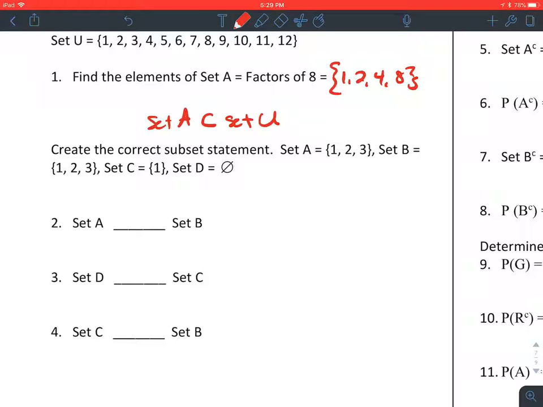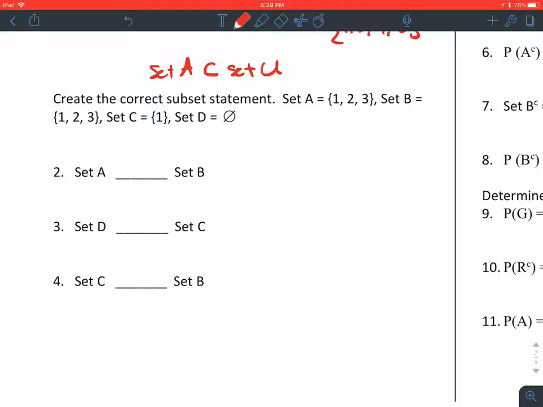Create the correct subset statement. We are given that set A is the elements 1, 2, and 3. Set B is the elements 1, 2, and 3. Set C is the element 1. Set D is the empty set. This here is called the empty set. It means it's empty, and it's a set.